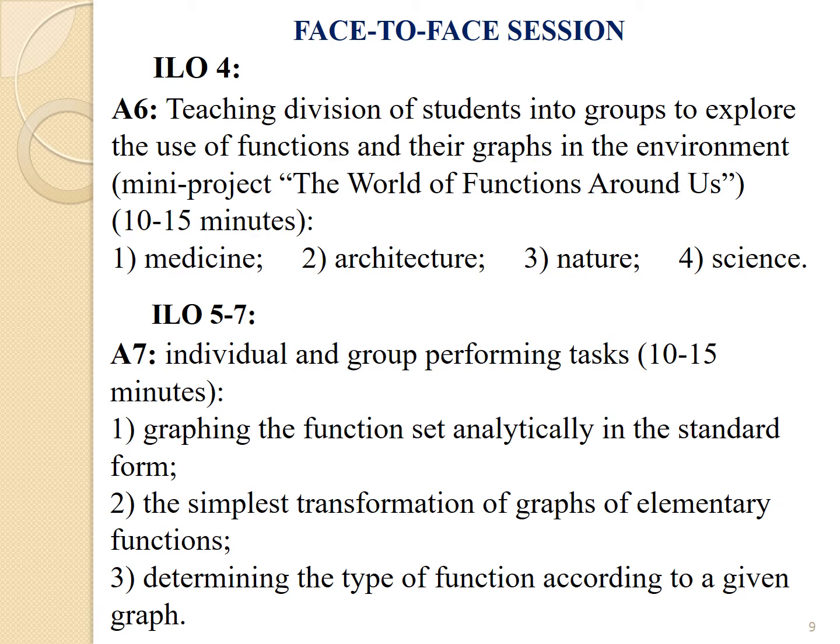Fourth, science. Intended learning outcomes 5, 6, and 7. Activities 7. Individual and group performing tasks, 10-15 minutes. First, graphing the function set analytically in the standard form. Second, the simplest transformation of graphs of elementary functions. Third, determining the type of function according to a given graph.